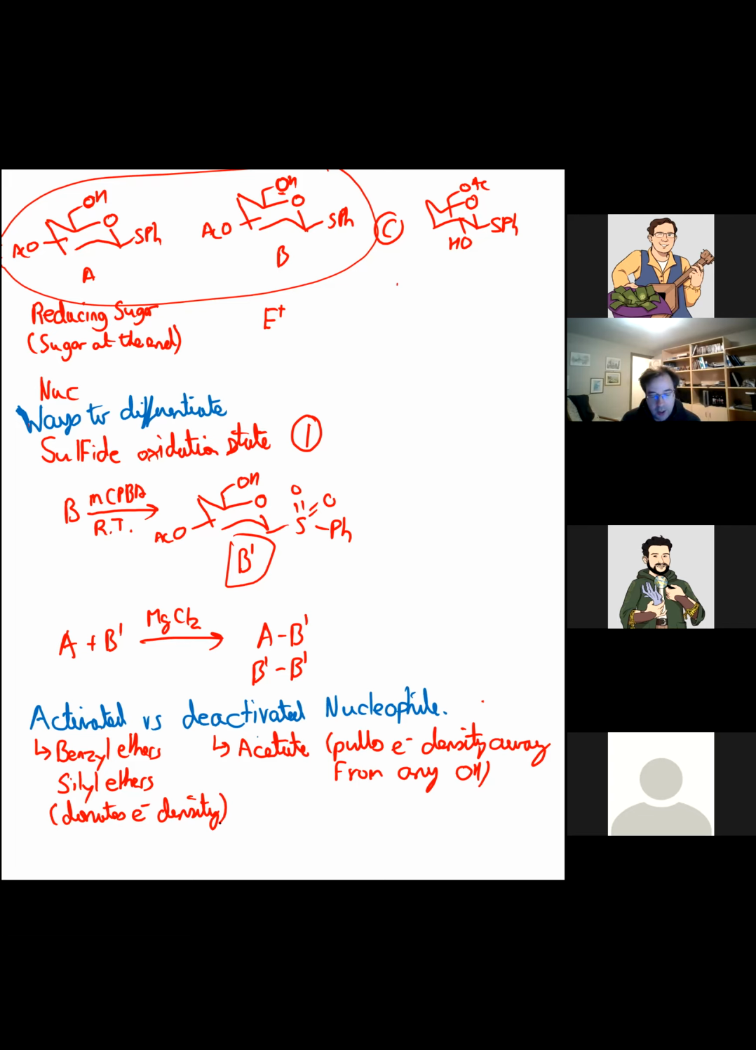So what we could do, in addition to doing this A-B thing, is swap the protecting groups on A from acetate to benzyl. So this is really stupid. It's going to take a few steps, and we'll go through them in a later class. I'm not going to go through them all right now.